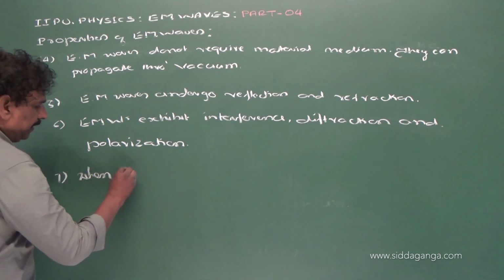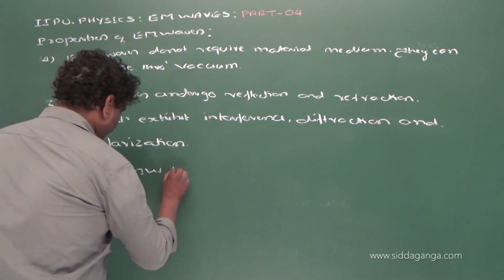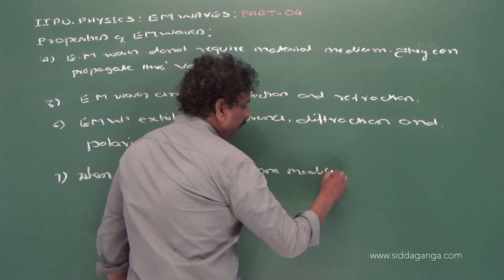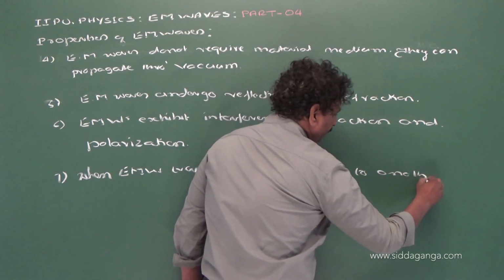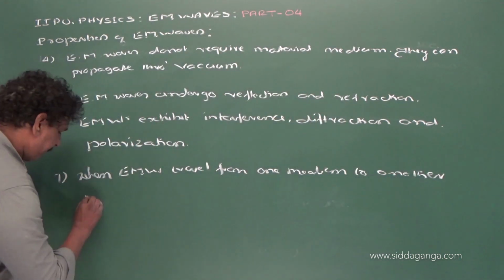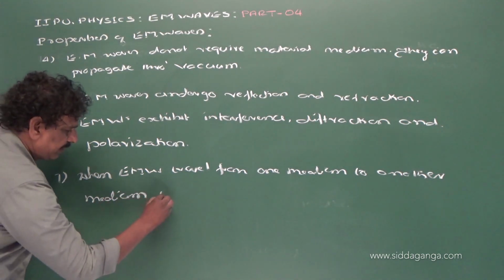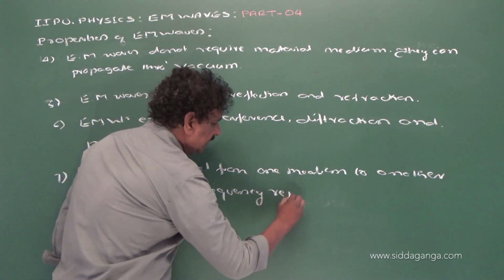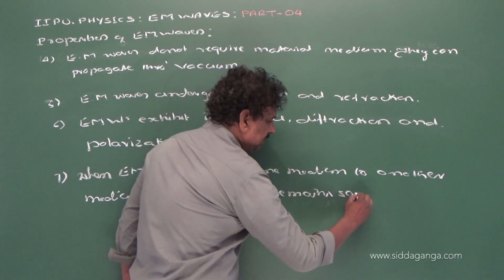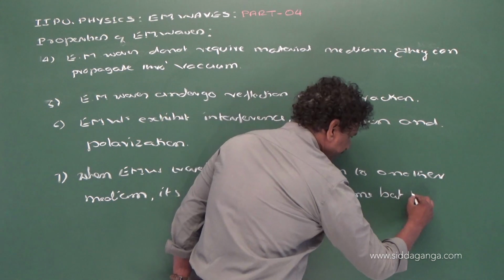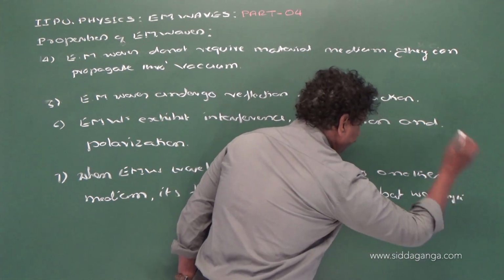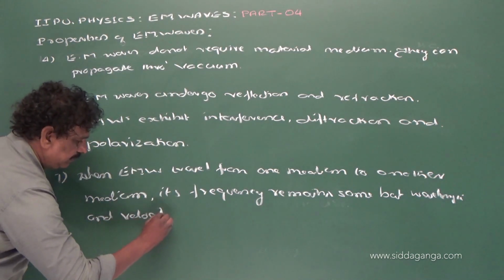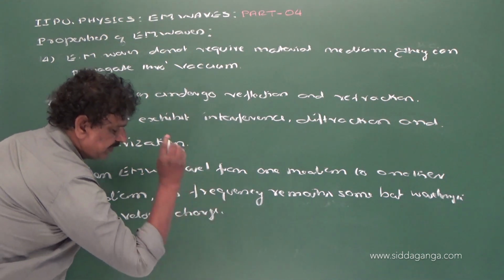When an electromagnetic wave travels from one medium to another medium, its frequency remains the same, but wavelength and velocity change.